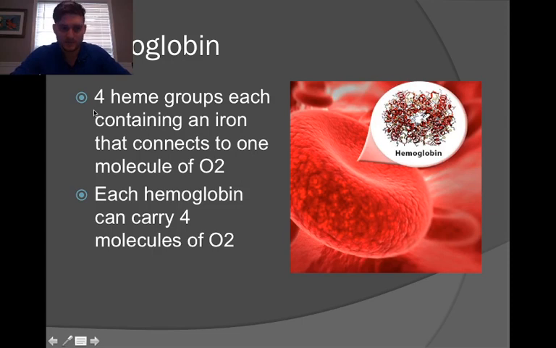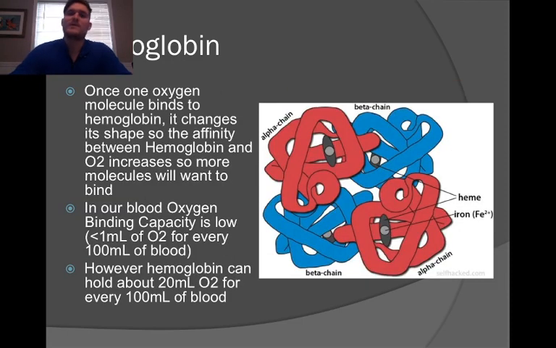And so hemoglobin, the reason for the heme is because it has 4 heme or iron groups, right, that connect to one molecule of oxygen. And so since the hemoglobin contains 4 of these heme groups, each hemoglobin is going to be able to carry 4 molecules of oxygen. And here's the structure of hemoglobin. As you can see, there are 2 alpha chains and 2 beta chains. Again, each of these containing an iron group here in the middle.